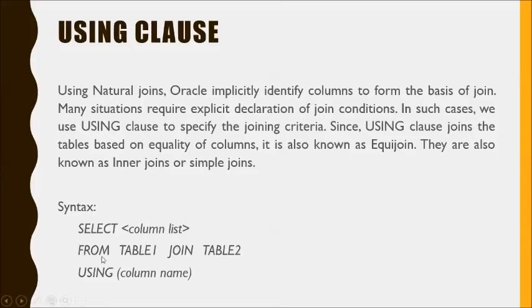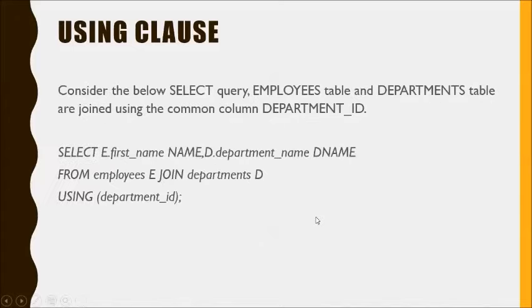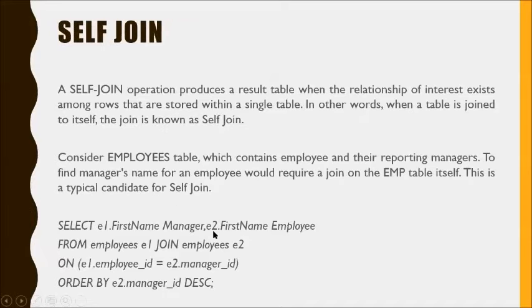Select column list from table 1 join table 2 using column name. Consider the below select query: the employees table and departments table are joined using the common column department_ID. So we have the query: select E.first_name, D.department_name, D.name from employees E join departments D using (department_ID).